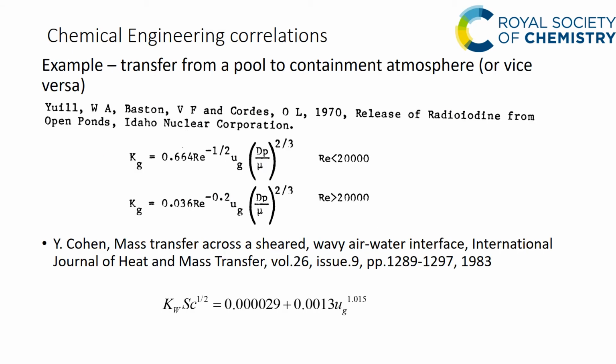And here's a typical example. This is transfer from a pool to a containment atmosphere. And we can see that the gas side mass transfer coefficient is dependent on the Reynolds number. And it's a different correlation depending on whether you've got a high or a low Reynolds number. It also depends on the diffusion coefficient, the density and the viscosity. And the water side mass transfer coefficient depends on the gas velocity and the Schmidt number.